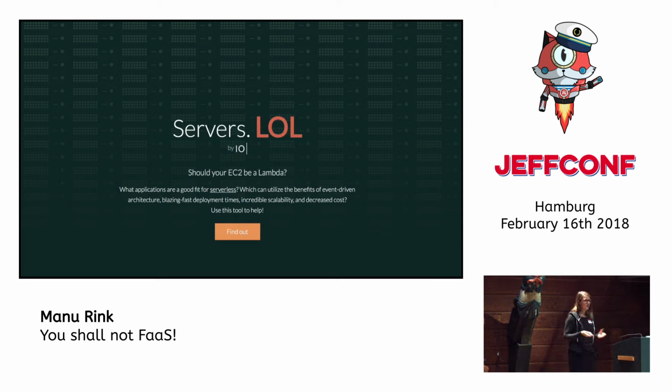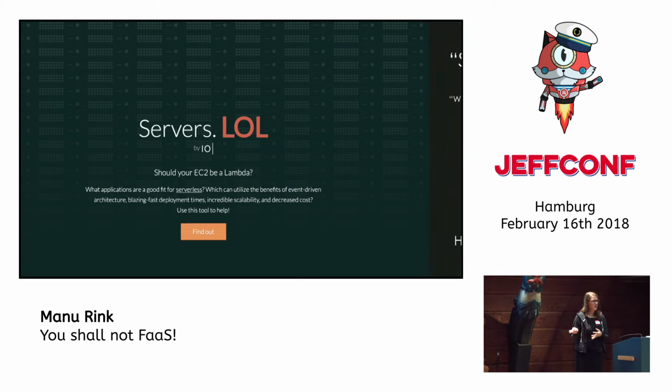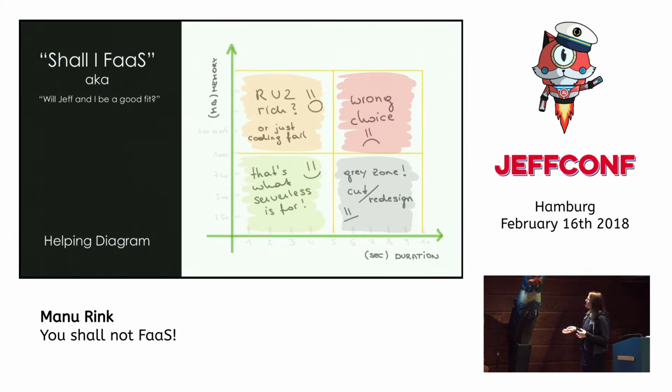And as Microsoft is lacking a cool service like this, I drew you something. This is a kind of mini helping diagram for decisions. In the lower quarter, we have duration and we have memory. Those are the two factors which are basically there for setting up the costs. When you're in the lower quarter, everything is nice. This is serverless. Serverless is for you. You have short running functions which don't use a great amount of memory. I think up to 1 gig, everything is fine.